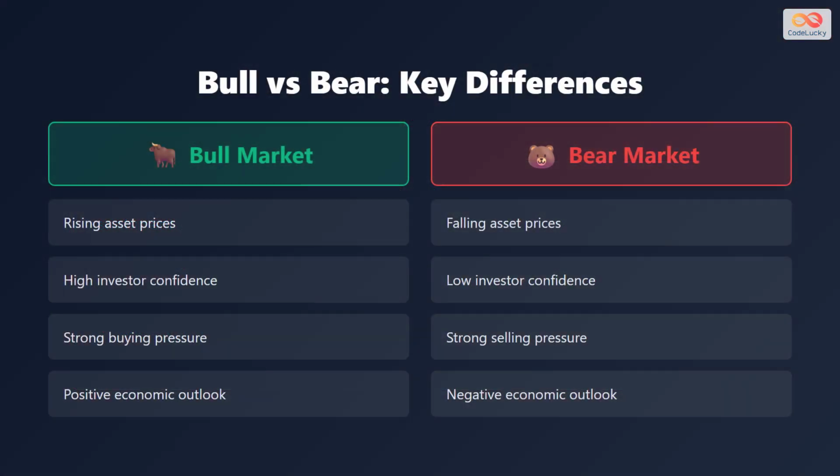Let's compare the key differences between bull and bear markets side by side. Bull markets feature rising asset prices, high investor confidence, strong buying pressure, and a positive economic outlook that drives continued investment. Bear markets, on the other hand, are characterized by falling asset prices, low investor confidence bordering on fear, strong selling pressure as participants exit, and a negative economic outlook that discourages new investment. Recognizing which market you're in helps you adjust your strategy accordingly and avoid costly mistakes.